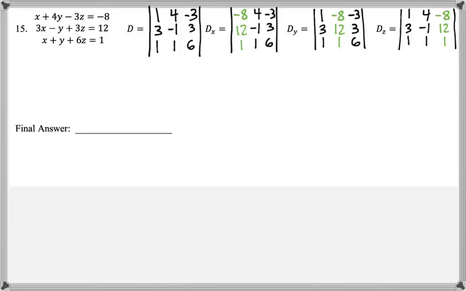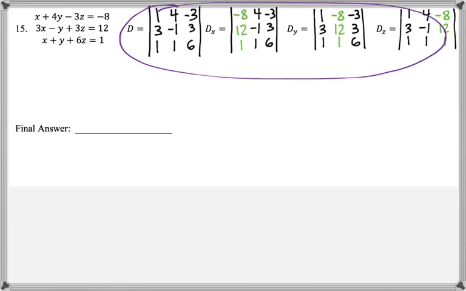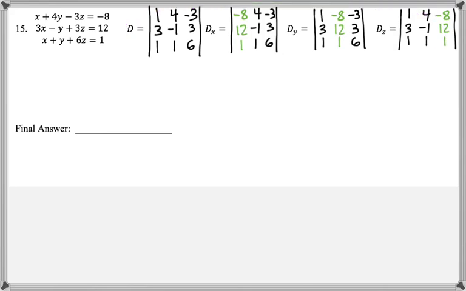On question 15, we are solving the system of equations using Cramer's rule. So we need to find four determinants, and you'll see that I have all four determinants set up right here. D is just the coefficients of my x, y, and z column. Dx is the same thing except we replace the x column with the totals column. And then Dy and Dz, we replace the y column with the totals column and the z column with the totals column.